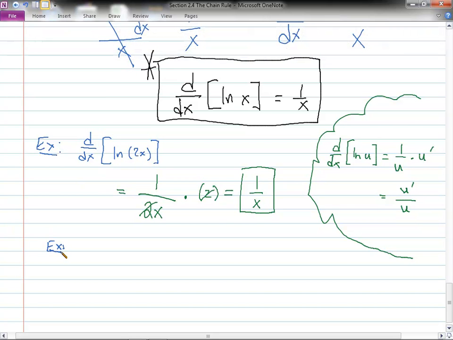Example, d dx, let's say, of natural log of x squared plus 1. And you can write it out the long way like I did before, where you first do 1 over what's inside times what's inside, its derivative. Or what I do is this. I know it's going to be 1 over the inside of the logarithm, so an x squared plus 1 down here. And then what's the derivative of the inside? 2x. Does that make sense to you?